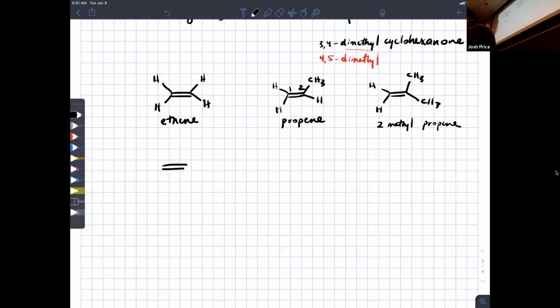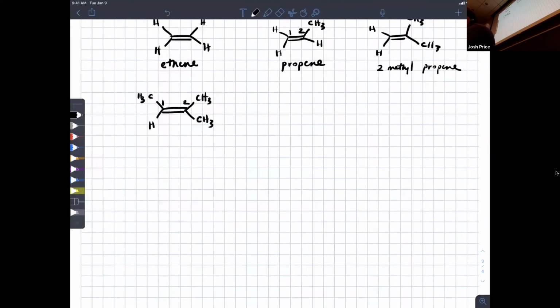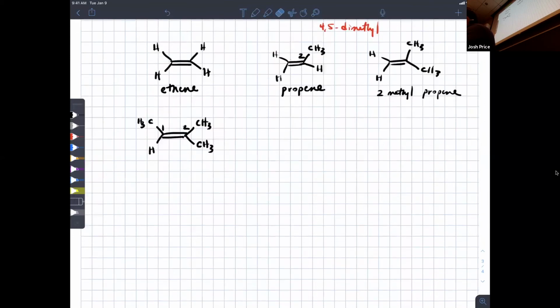And even as long as you've got 2 of the same group on at least 1 carbon, the other one can have whatever on it, and there's still no ambiguity. So I suppose you would call this 3-methyl-2-butene or something like that. Starting, I shouldn't number there. 1, 2, 3, 4, whatever.